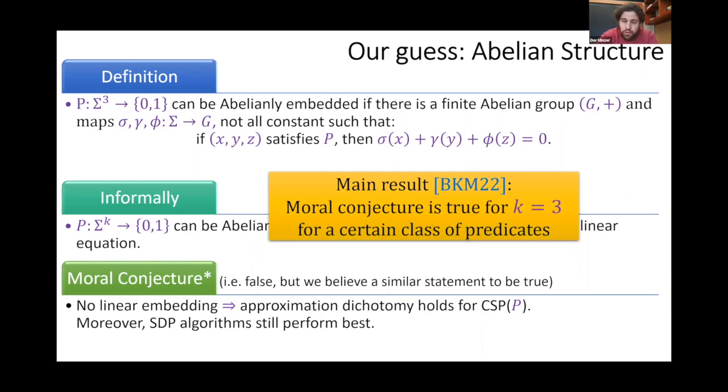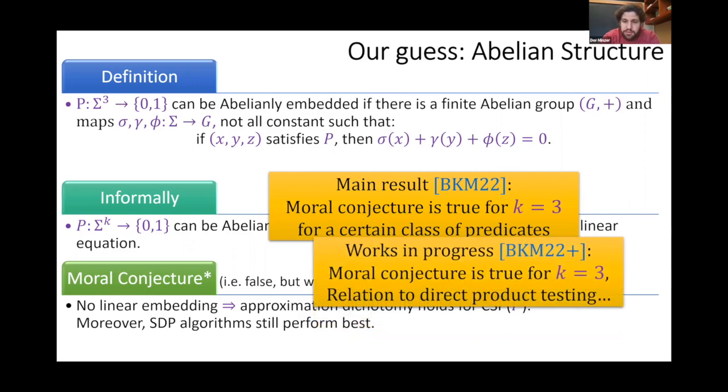And so we started working on this project a while back, but for the majority of it we didn't get anywhere. Until finally, we managed to prove that this moral conjecture is true for some class of predicates. But as I'm going to tell you, there was some more recent progress, which I'll mention a bit later. Recently, we managed to prove that this moral conjecture is true for all predicates on K equals 3. And along the way, we saw some relations to other problems, namely direct product testing and also some multiplayer parallel repetition theorems. I'm going to mention that in the end, but I think there should be some interesting connections all over the place. So taking a step back, let me tell you about the components that go into the proofs of these complexity results.